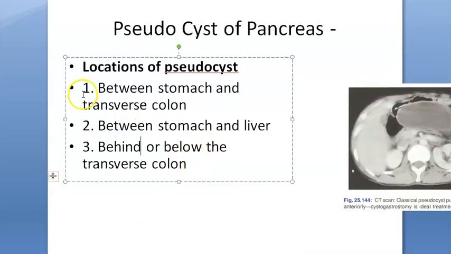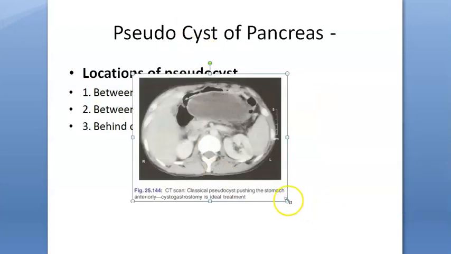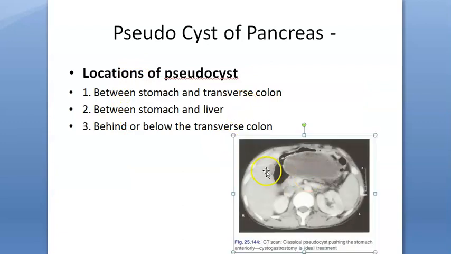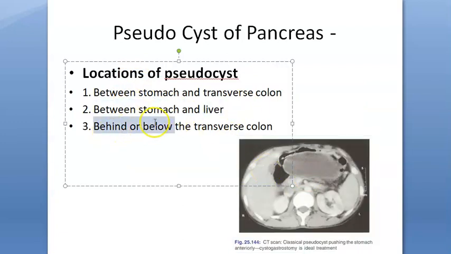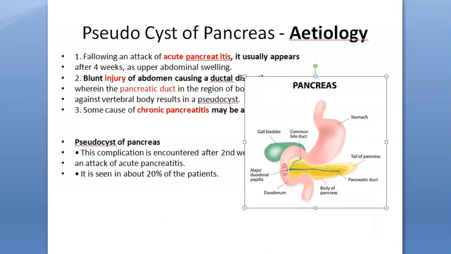Let's move on now to the location of pseudocyst. So where do you think this can be? Look at this CT and tell where you think it is. Here's a pseudocyst. Looks like the stomach is in front and something is at the back. Transverse means what? That large intestine. If transverse colon is somewhere here, this is transverse colon, we can see. So the pseudocyst can be between the stomach and transverse colon.